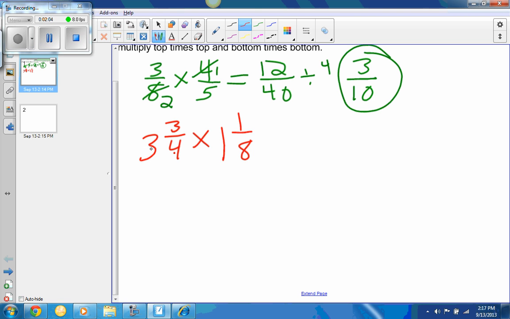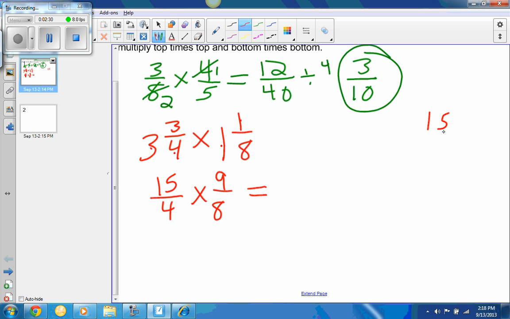So 4 times 3 is 12, plus 3 is 15. You leave the bottom number the same. 8 times 1 is 8, plus 1 is 9. Leave the bottom number the same. You do not need common denominators when you're multiplying. That's only when you're adding and subtracting. So again, here, I can't cross-reduce anything because there's not a number in the top and the bottom. So I just have to multiply the way it is.